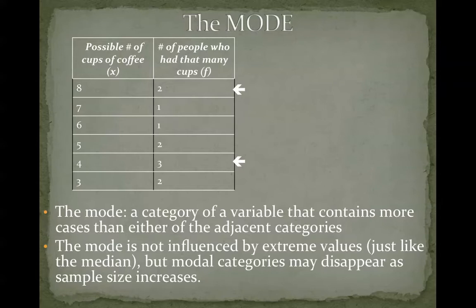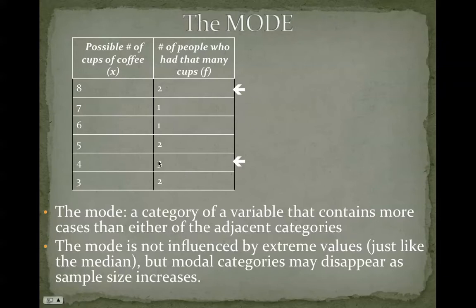category of a variable that contains more cases than either of the adjacent categories. Okay, so it is often referred to as the most common value reflected in a set of scores. So here I have the possible number of cups of coffee, and the number of people who had that many cups of coffee, and that is reflected here in our data: 8, 7, 6, 5, 4, 3, and the number of people is 2, 1, 1, 2, 3, 3, 2.